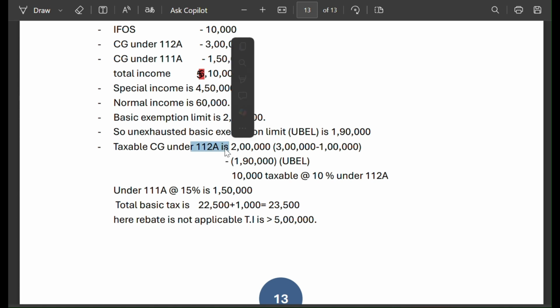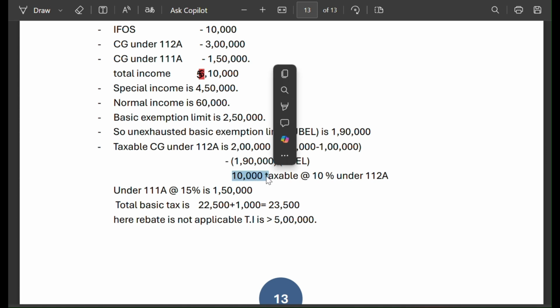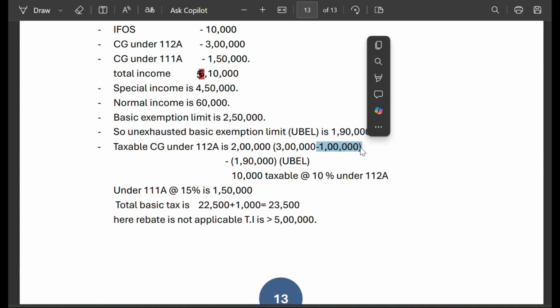Under section 112A, up to 1 lakh there is no tax. So 3 lakhs minus 1 lakh, that is 2 lakh, is the actual taxable amount. So you can deduct the 1 lakh 90,000. Ultimately 10,000 is the taxable amount at the rate of 10% under the old rates. If it is under the new rates, 1 lakh 25,000 is the deduction and 12.5% is the tax rate.